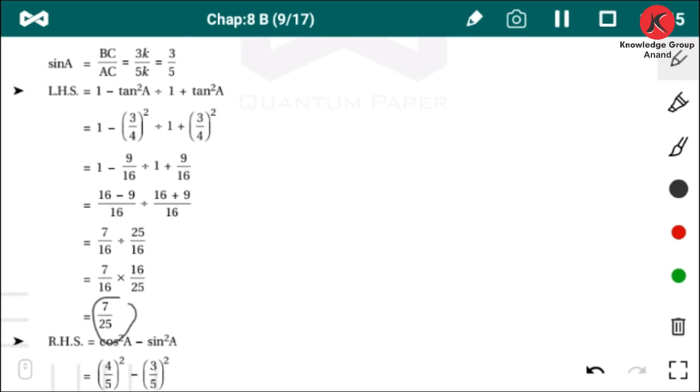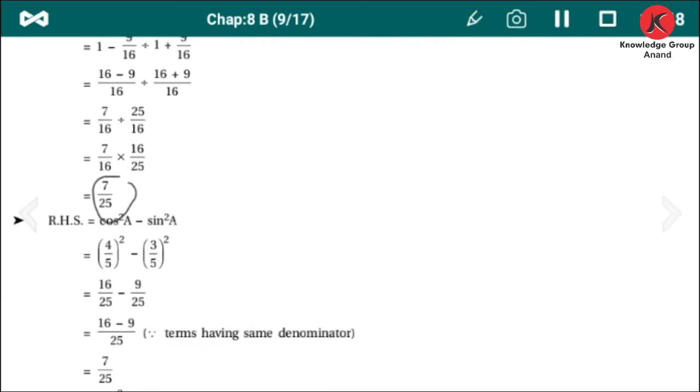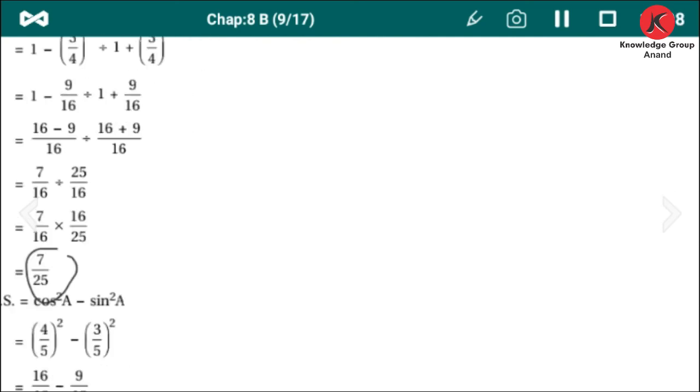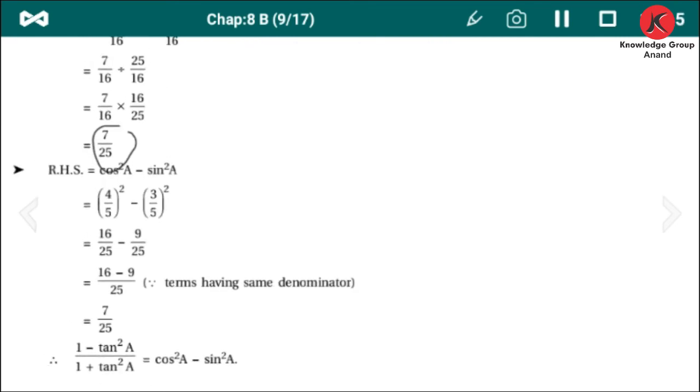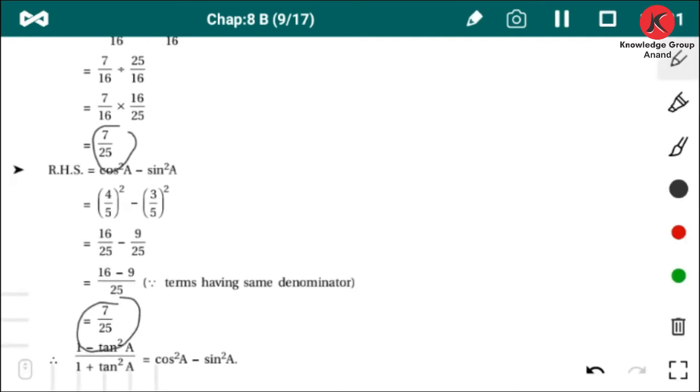Now what is the right hand side? Cos square A minus sin square A. The value of cos is 4 by 5, so 4 by 5 whole square minus 3 by 5 whole square, 16 by 25 minus 9 by 25 is equal to 7 by 25. Its value is also 7 by 25. It is our second value. Then left hand side is equal to right hand side, hence proved.